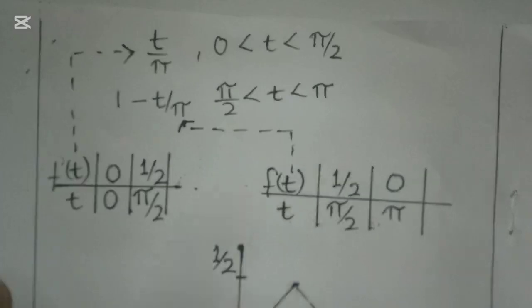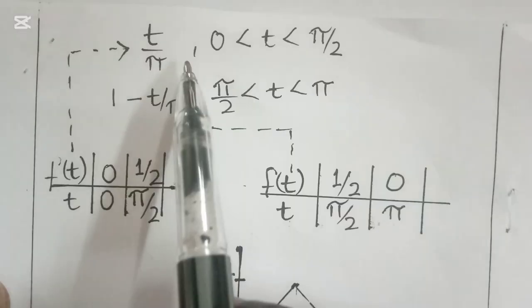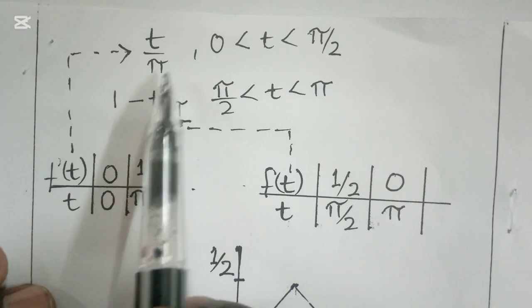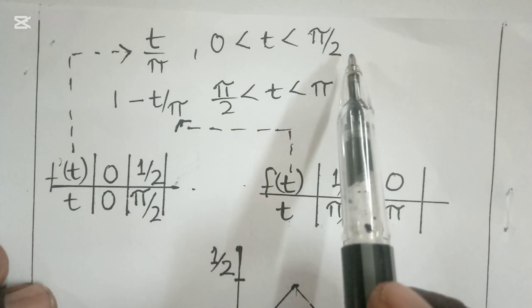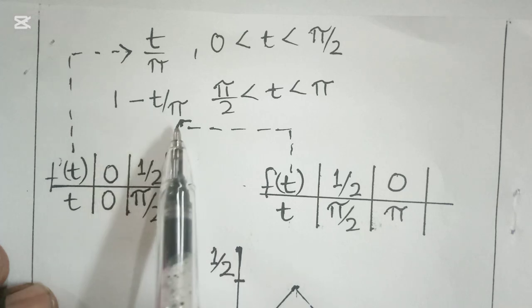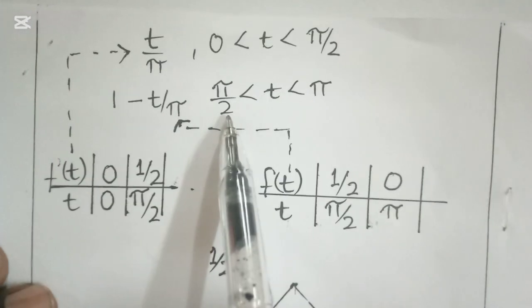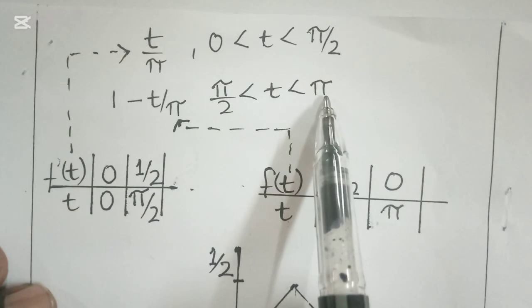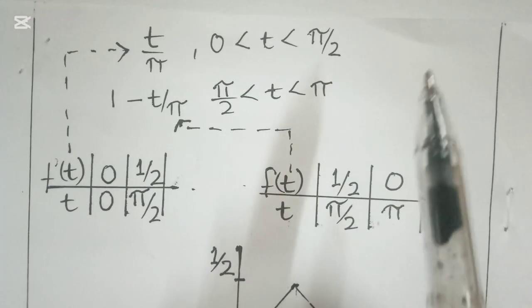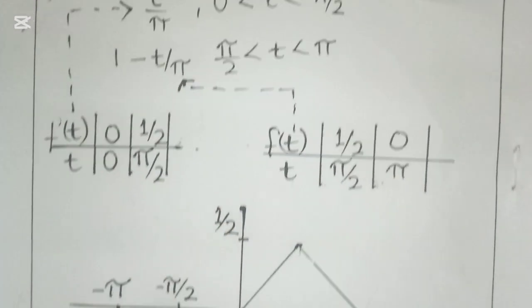Here I have the two functions. The first function is 2t over π, from 0 to π/2, while the second function is 1 minus t over π, where t is between π/2 and π. So I'm going to draw that graph.